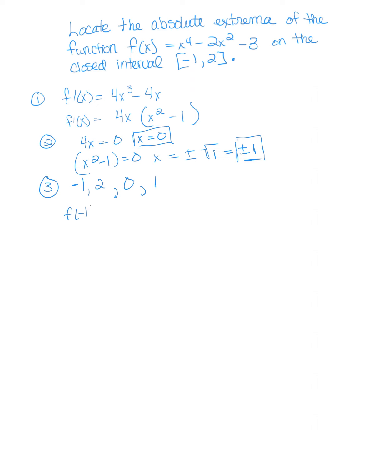So f of -1 equals (-1) to the 4th minus 2 times (-1) to the 2nd minus 3. Well, anything to the 4th power is going to make it even. So if you have -1 to the 4th, that's just going to be 1.